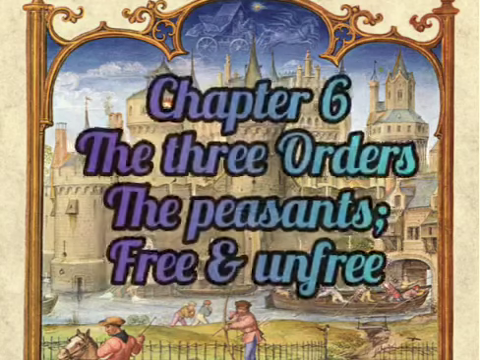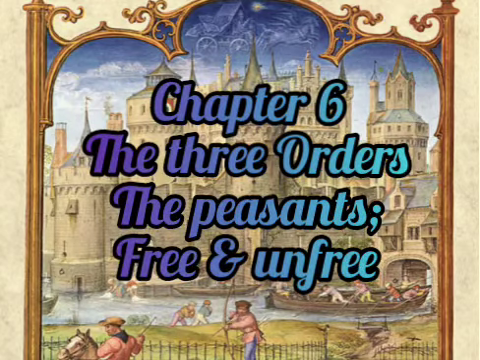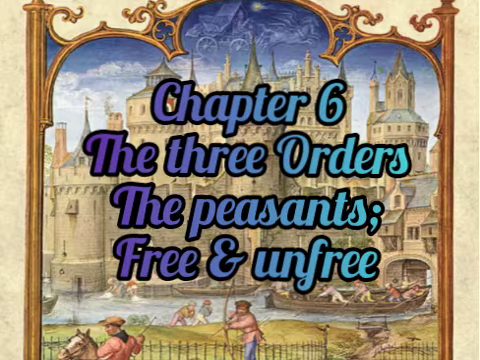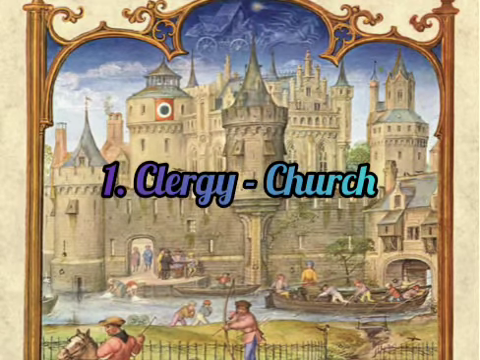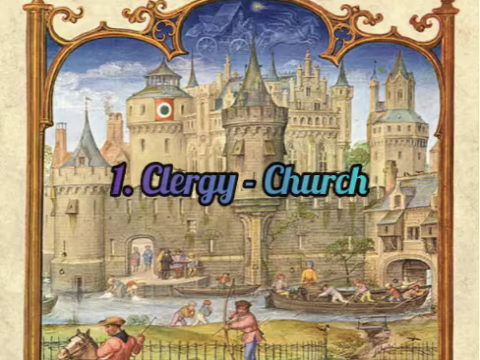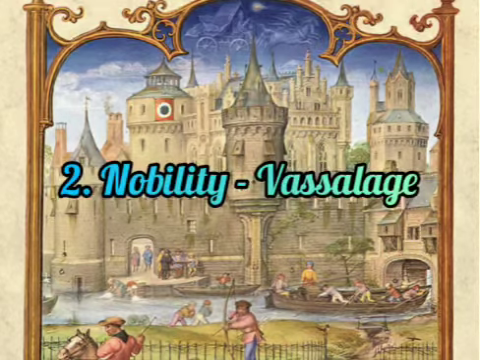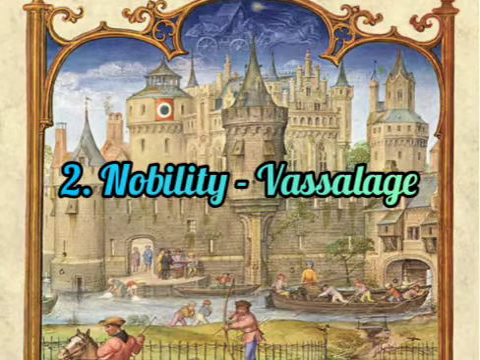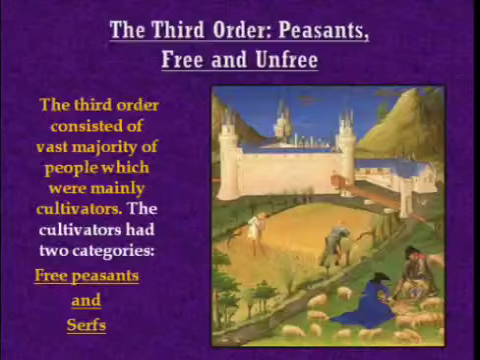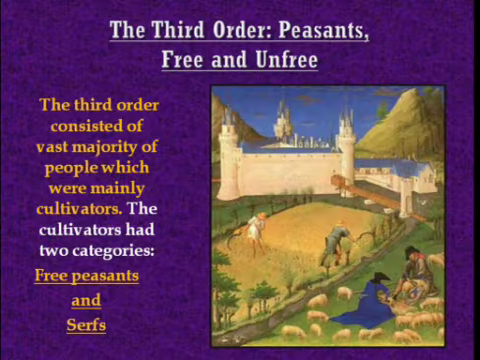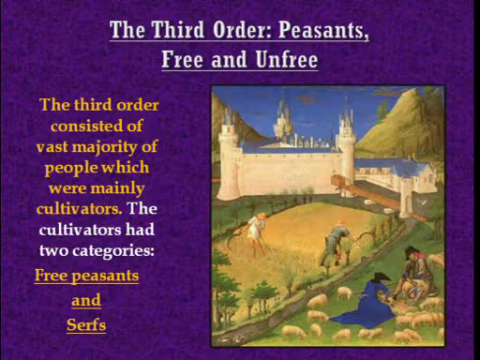Hello all, let's begin our module 4 of the chapter The Three Orders. In our earlier modules, we have already learned about the concept of feudalism, the first order which consists of the clergy, that is basically the people related to the church. Second, we had read about the second order who were basically the nobility and the whole system of vassalage. Now, in this module, we are going to learn about the third order, that is the peasants.